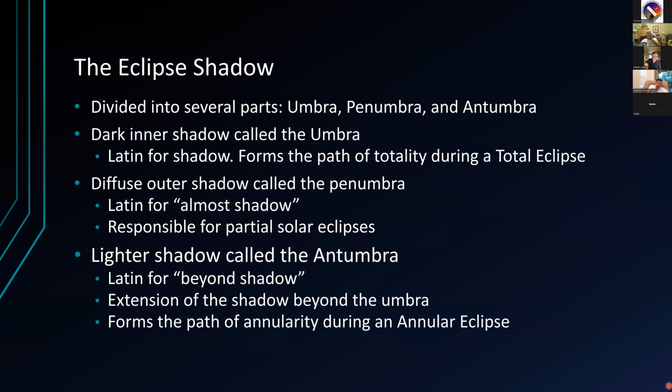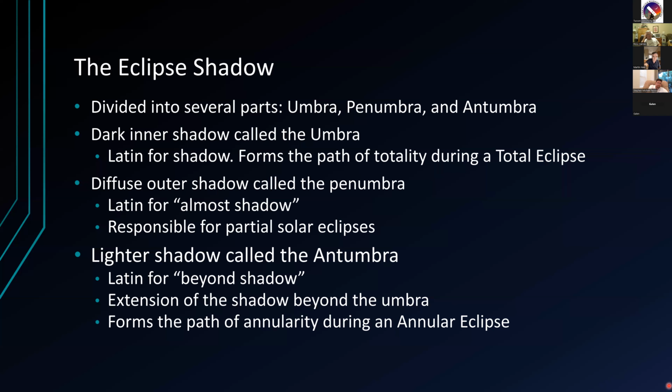The path of totality, or the path of annularity, is where all the action happens. If you are not on this path as the eclipse occurs, you won't get to see all the pretty things that happen. From there, we have what's known as the penumbra, which is the diffuse outer shadow. This is the portion of the shadow that is responsible for the partial eclipse phases. So if you are seeing a partial eclipse, you are standing on or near the penumbra.